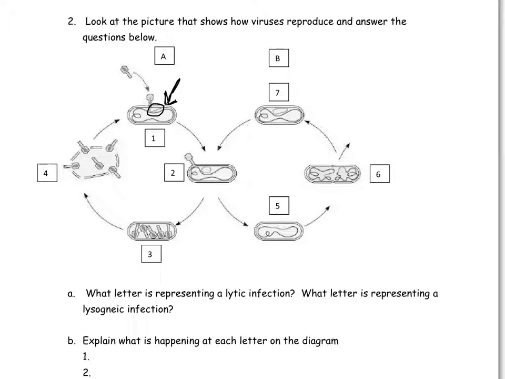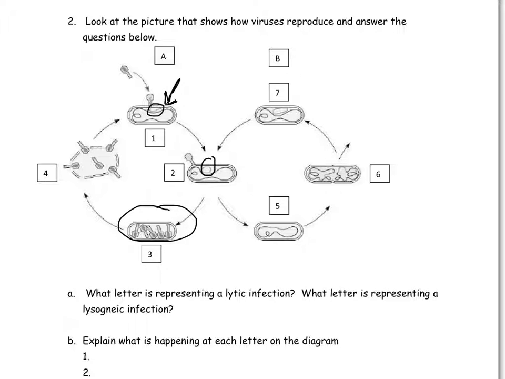Now in step 2, the genetic material has completely entered the host cell, and it's going to start to take over the host cell. When it takes over the host cell, it's going to tell the host cell, stop doing what you're doing and start making more viruses. And that's what's happening here in step 3. The host cell is making more viruses instead of doing what it's supposed to normally be doing, which is functioning and making proteins and whatever else it has to do.